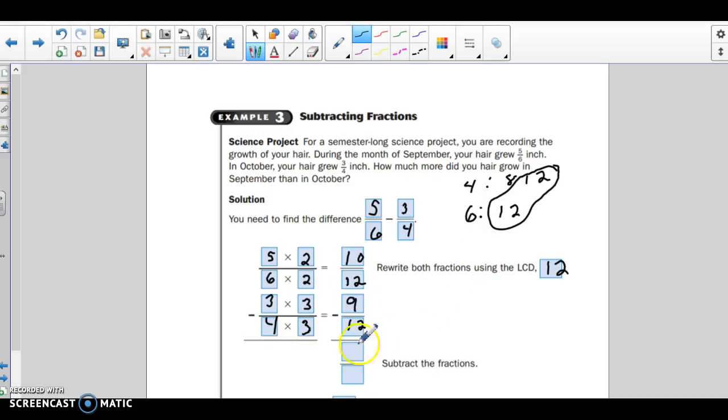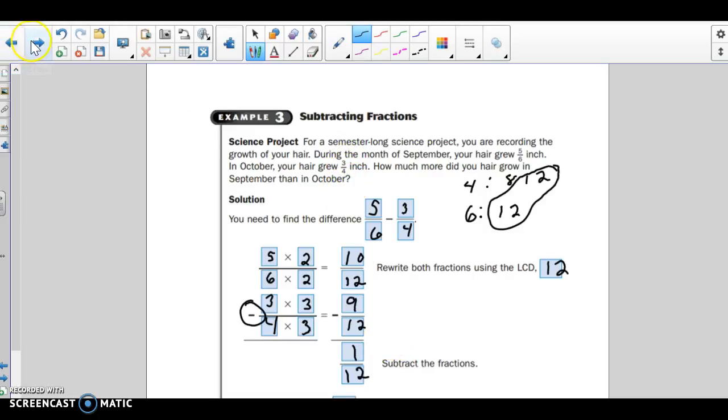Okay. All right, so 10/12 and 9/12. Subtract. Oh, sorry, it's my first mistake, that's all right. 10 take away 9 is 1/12. Very good. All right, so what's the difference between the months? 1/12 of an inch of hair.